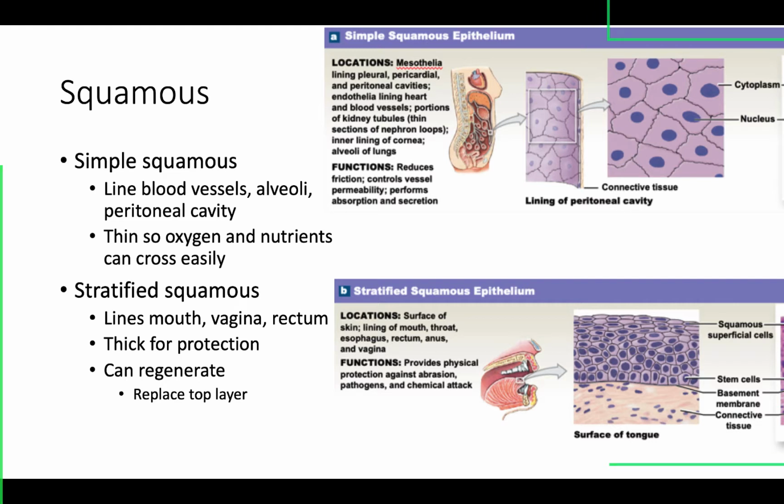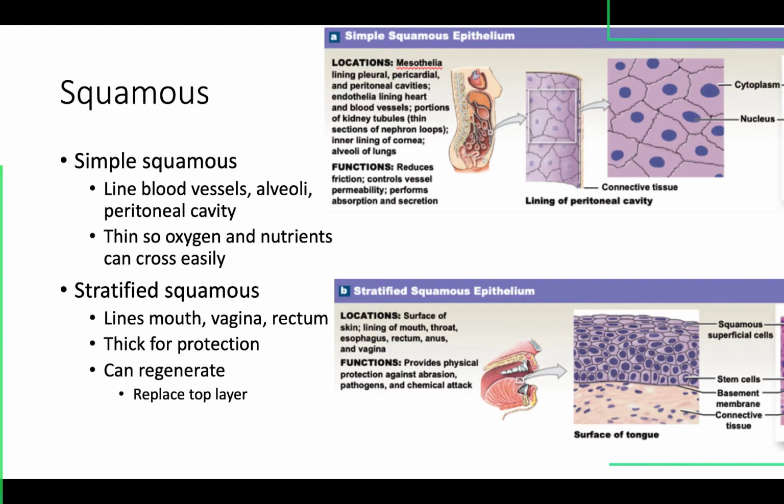So where would we need that type of thin tissue? It's going to be in your capillaries, in the alveoli, the little air sacs. Those are areas where oxygen has to cross over really fast, so we're going to see it there. And this is a picture of the peritoneal cavity, so we can see it there as well.